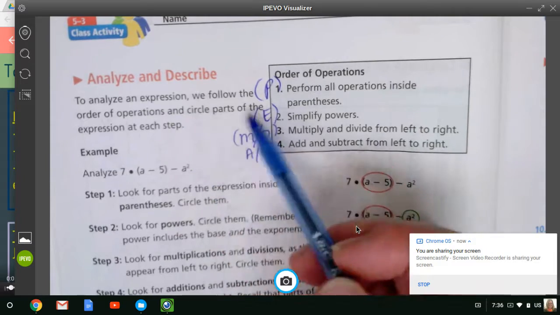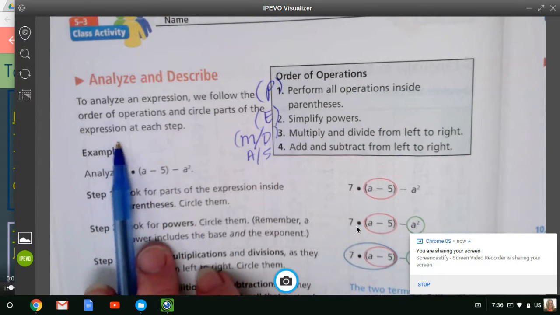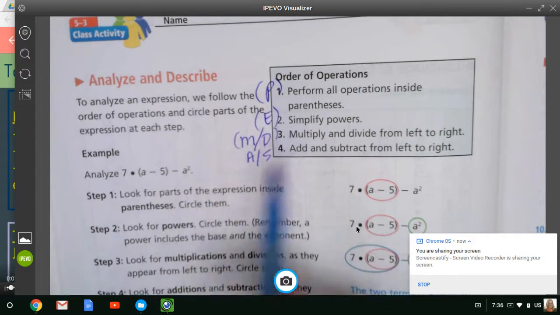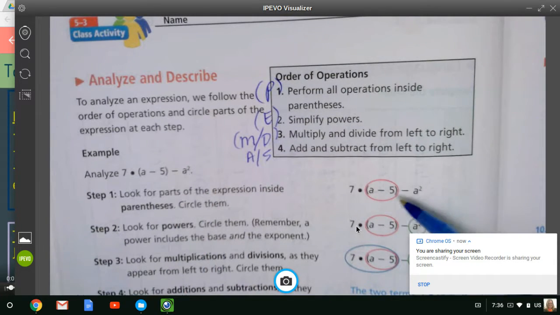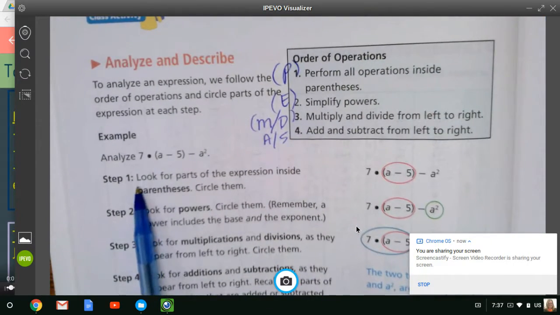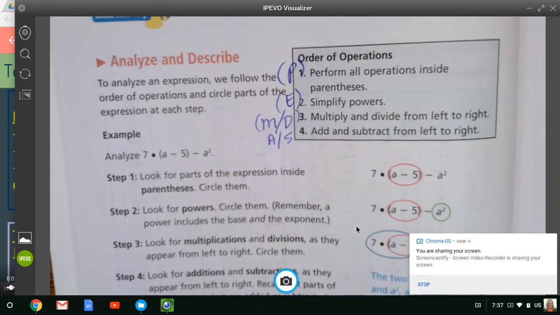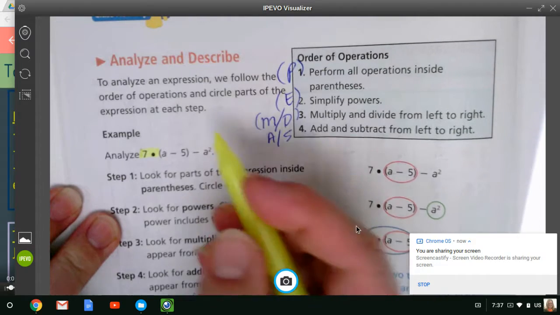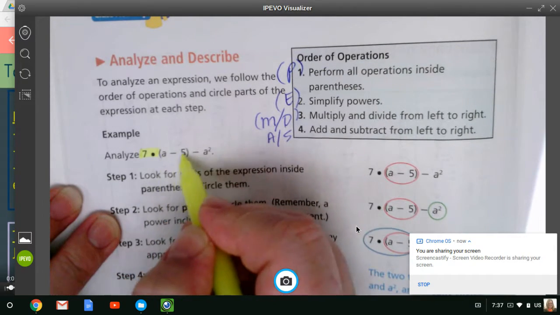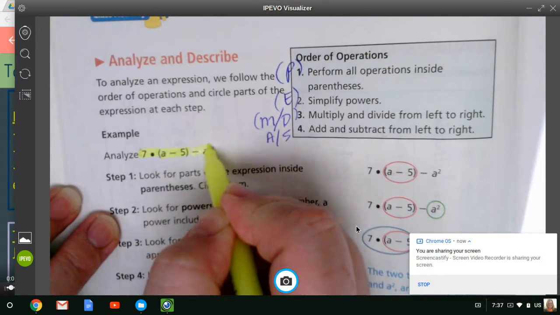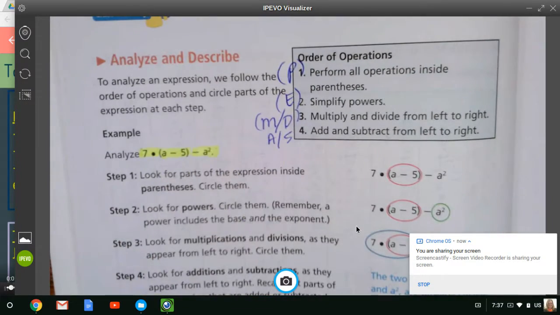So to analyze an expression, we follow the order of operations and circle parts of the expression at each step. So we're just going to add the idea of circling the steps that we perform because it helps you see where the chunks are and that you have to solve those. So here's what we're analyzing right here. 7 times the result of a minus 5 minus a raised to the power of 2.